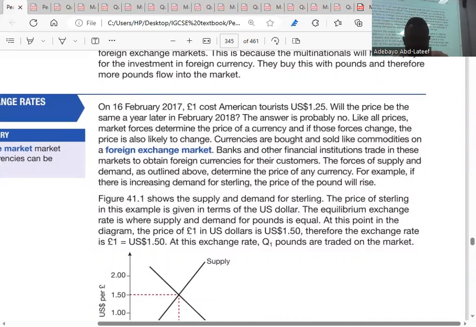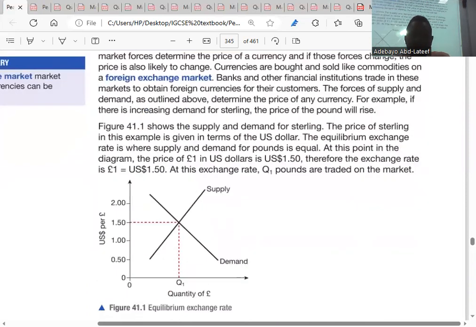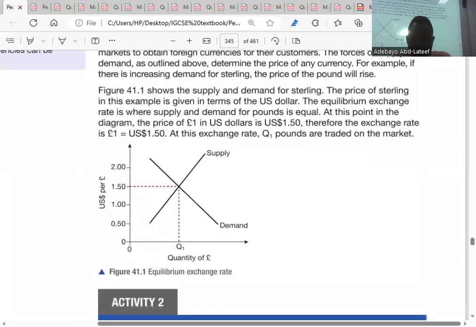They said currencies are bought and sold like commodities on the foreign exchange market. Banks and other financial institutions trade in these markets to obtain foreign currencies for their customers. The forces of supply and demand, as outlined above, determine the price of any currency. For example, if there is increasing demand for sterling, the price of the pounds will rise.